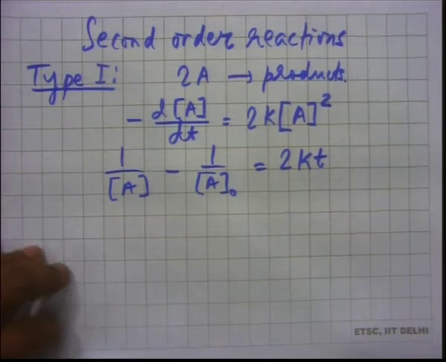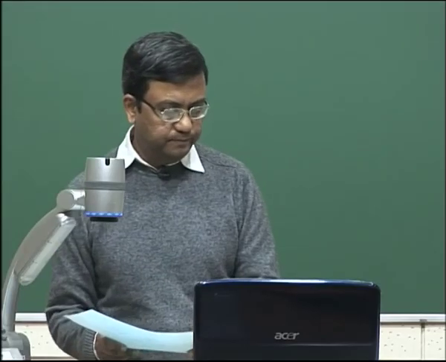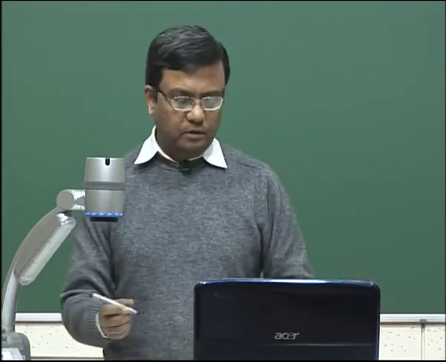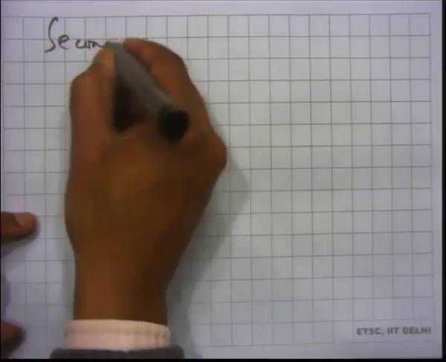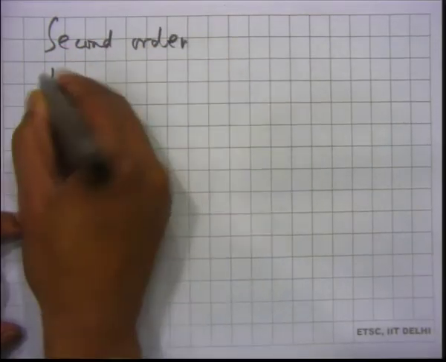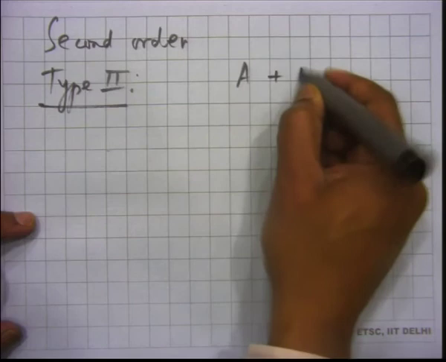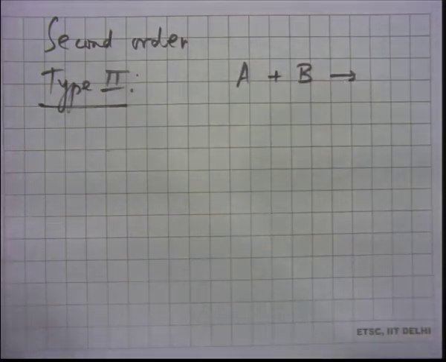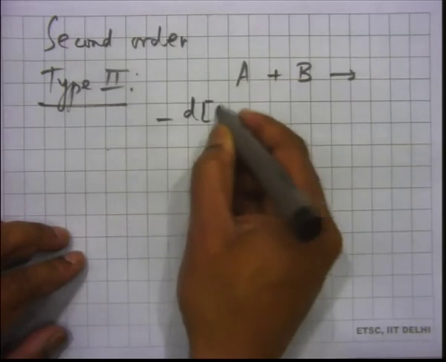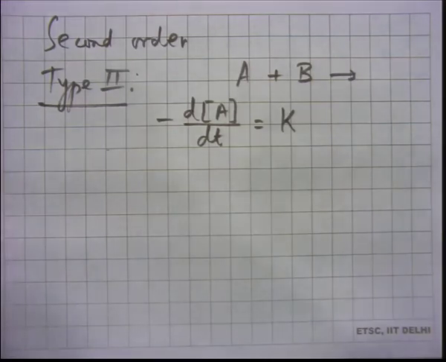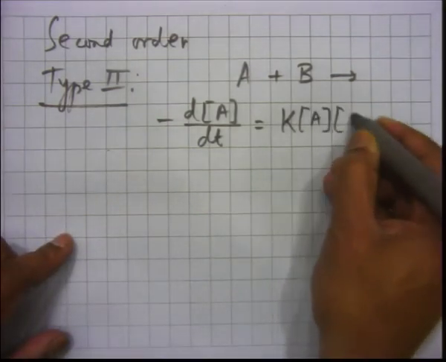But of course there is another type which is going to be far more common. So if you have A plus B reacting and giving you products, that is type 2. So we are still talking about second order, type 2. So A plus B giving you products and you get minus dA/dt is K times, what do we write here? Concentration of A into concentration of B.